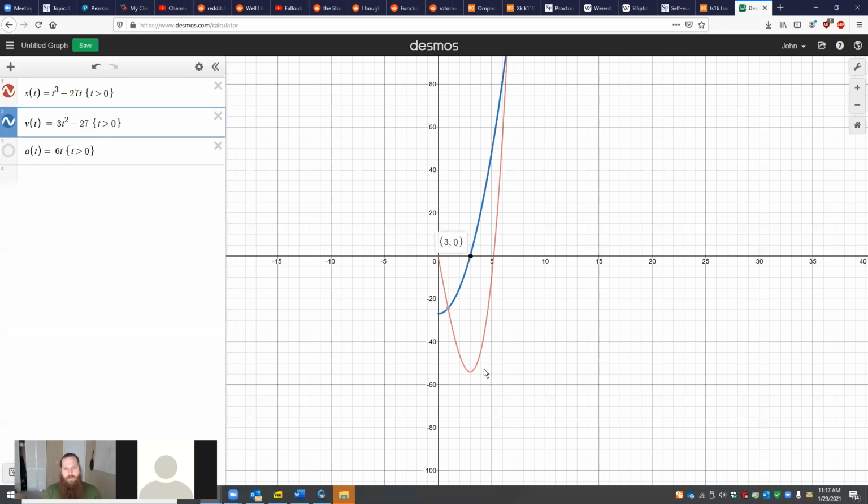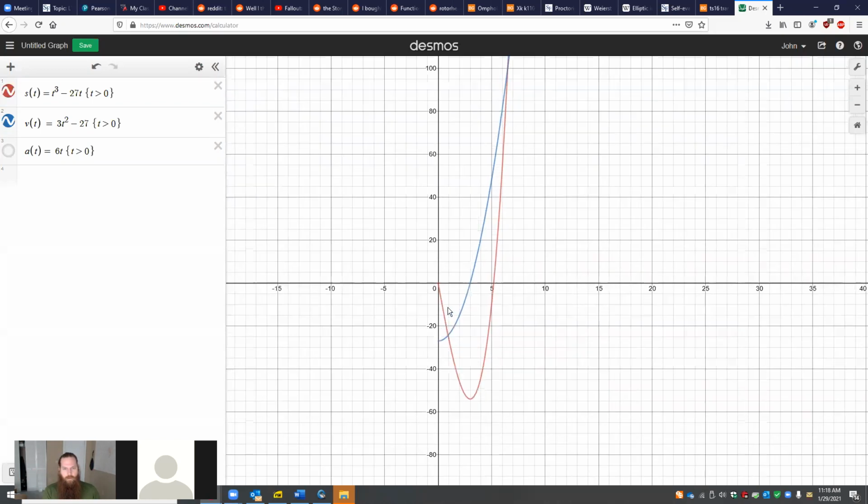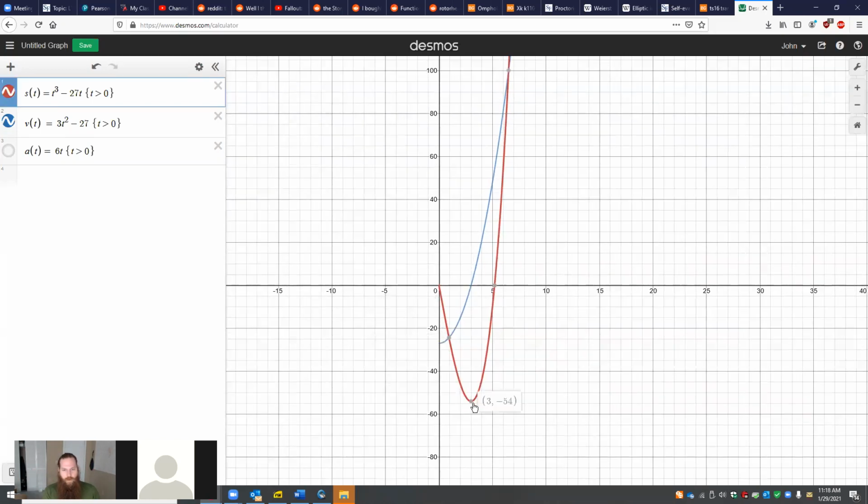Right here, where the velocity is 0, my position turns around. So I have to stop to turn around, right? If I'm walking to the left, left, left, and then I want to go to the right, for a brief second where I turn around, my velocity is 0. So here I am walking to the left, my velocity is negative. And then I turn around and I want to start walking to the right. So that means my velocity right at that moment where I turned around had to be 0, because in order to turn around, I had to stop for a second.